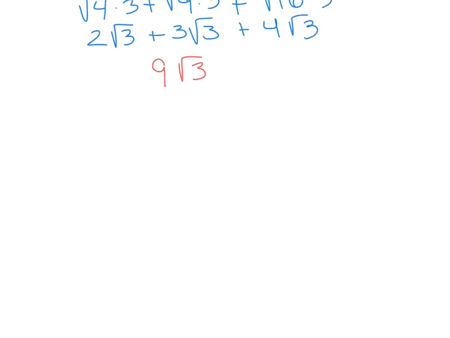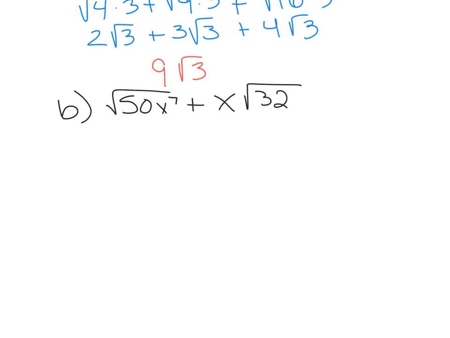Letter B says square root of 50 x to the 7 plus x square root of 32 x to the 5. If you remember, you can only add these if the radicands are the same, and they are not, so we're going to have to simplify first to see if we can make them the same like we did above.